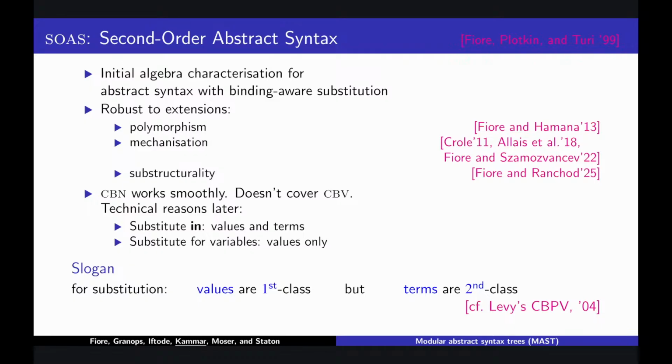I assume so. Okay. Any more questions? Two from the back. Bob.